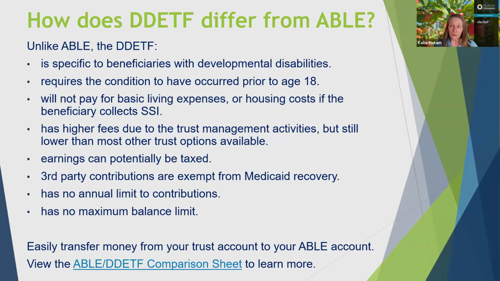So right now, for folks who might use the two options, a DDETF is really great to open if you receive a large settlement or inheritance or something that is beyond the ABLE contribution limits. Open a DDETF account, or another special needs trust if you're not eligible for the DDETF. And then you can make transfers from that special needs trust over to an ABLE account. And that's a really great way that they complement each other.